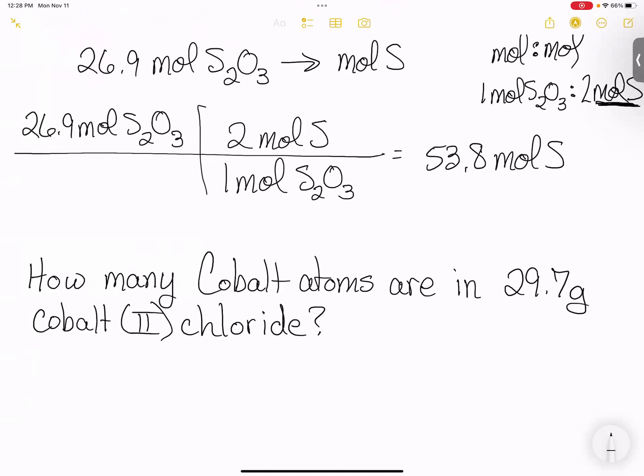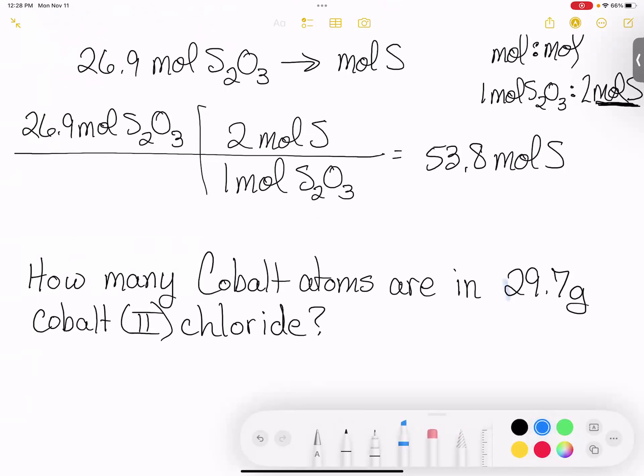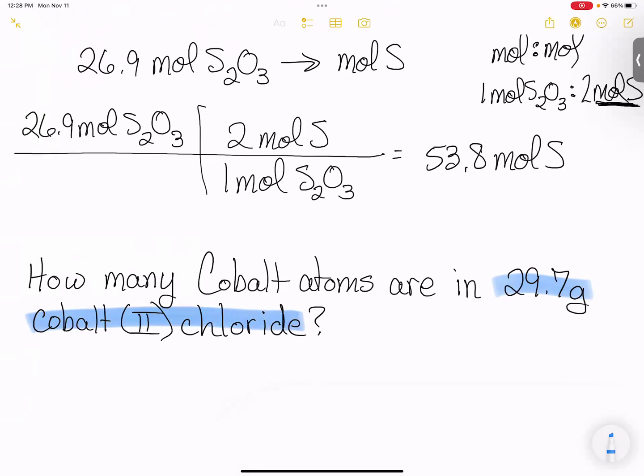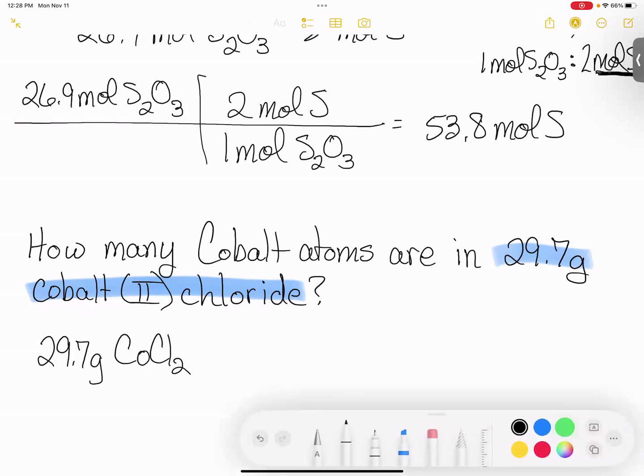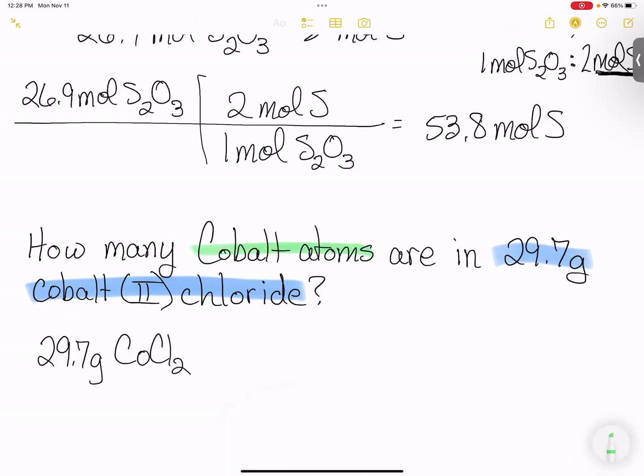Let's look at the next question. I was given 29.7 grams of cobalt 2 chloride. Yes, naming can come back. 29.7 grams of cobalt 2 chloride. Cobalt 2 chloride is CoCl2. I was asked for the number of atoms of cobalt.